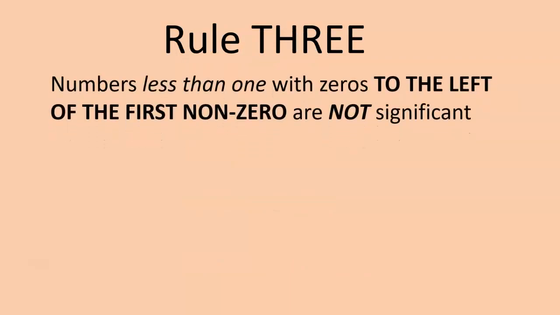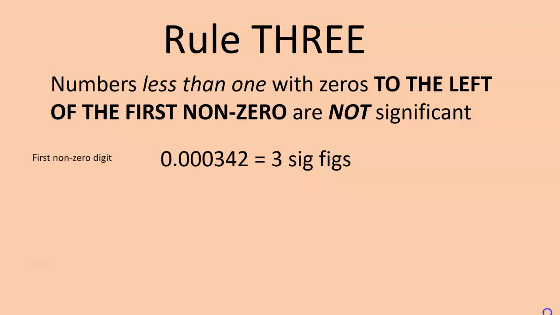Rule 3. Rule 3 is a little bit confusing if you don't grab the idea of it straight away. Numbers less than 1, so we're talking about anything with a decimal, right? Numbers less than 1 with zeros to the left of the first non-zero are not significant. Let me show you. So we have 0.000342. That is going to be 3 significant figures. What is your first non-zero number? Your first non-zero number is that 3. So you'll count from your first non-zero number, 1, 2, 3 significant figures.